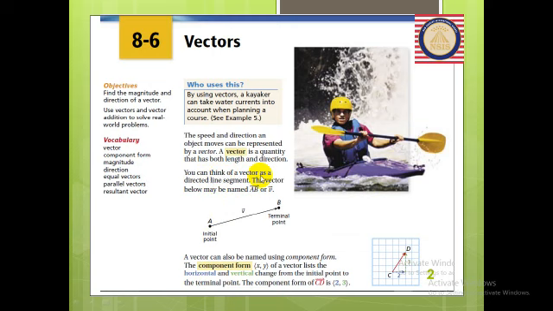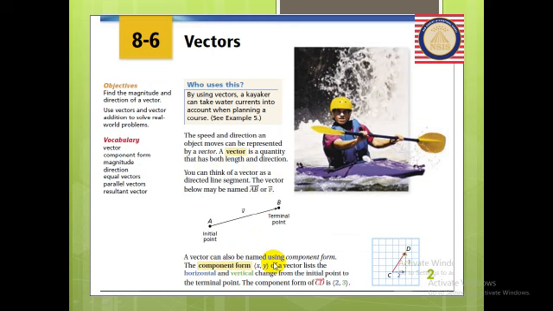You can think of a vector as a directed line segment. The vector below may be named AB or vector V. But take care of this: AB is not equal to BA, because they are not in the same direction. So the vector I can identify by the length and the direction.